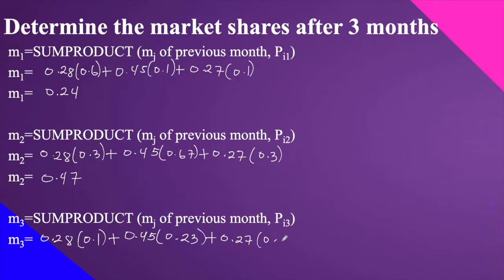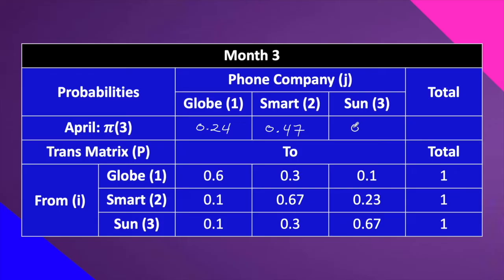27 times 0.67. And this is equivalent to 0.30. Meaning, Sun's market share will be 30% after 3 months. So, 0.30. This is equivalent to 1. Okay, so month 3 na yan.